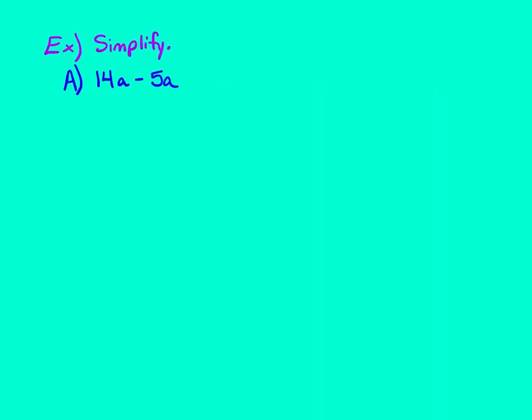For example, we're going to simplify. Part A, we have 14a minus 5a. Notice that they have the same variable, a, raised to the invisible 1 power. So if we had 14 a's and we subtracted 5 a's, we would have 9a left.